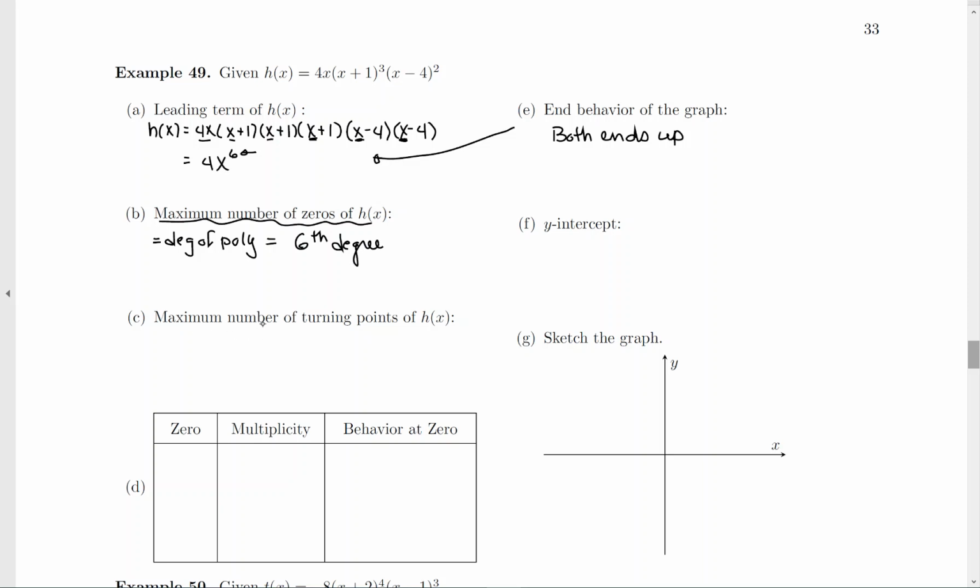The maximum number of turning points, in other words, hills and valleys, that we can have in our graph, is given by the formula the degree of the polynomial minus 1. It's always 1 less than the maximum number of zeros. So the degree of the polynomial minus 1, in this case, at most we can have 5 turning points.